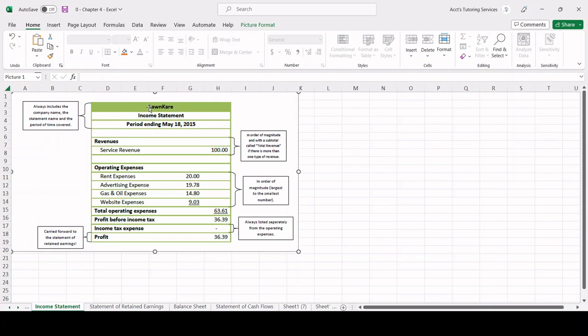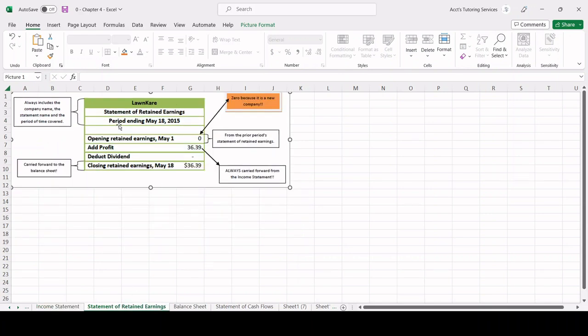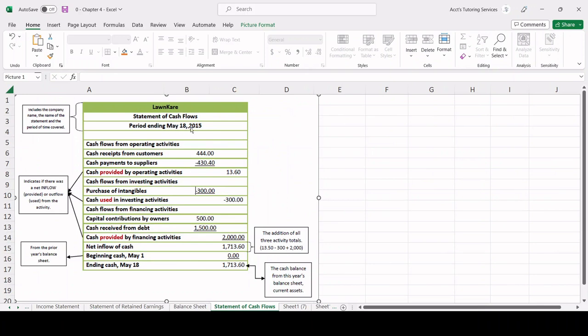So the first part of the heading is going to be the company name. So lawn care. Then the statement name for this one is the income statement. The date for the income statement, statement of retained earnings, and the statement of cash flow is going to be for the period ending May 18th, 2015.